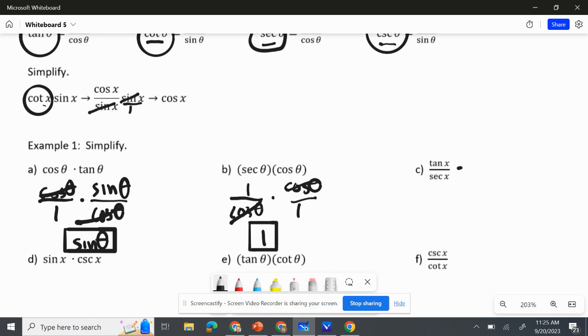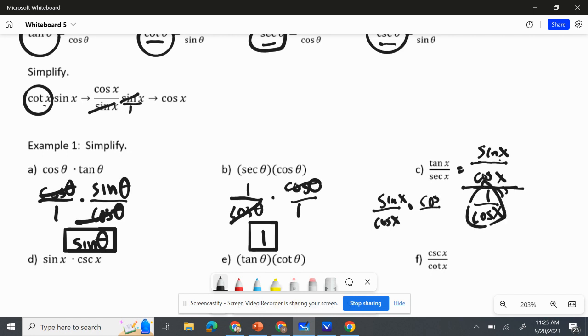Tangent, we know, is sine over cosine. And secant is 1 over cosine. What we're going to do is use keep, change, flip. So we're keeping the sine and cosine the same. We're changing the division to multiplication, and we're flipping our second term. So that would be cosine over 1. Cosines cancel, and so our answer is just sine.